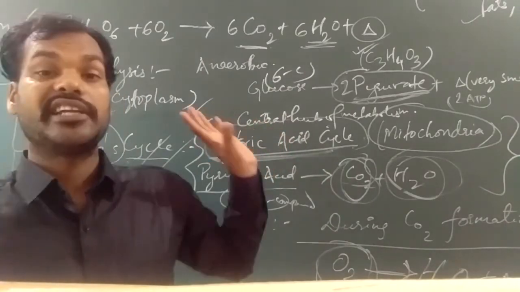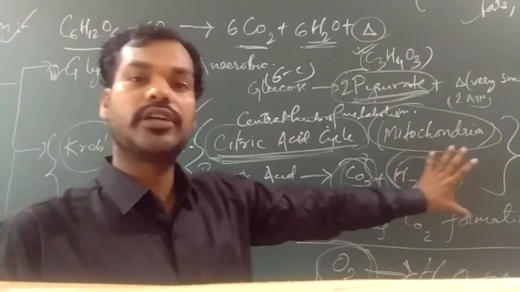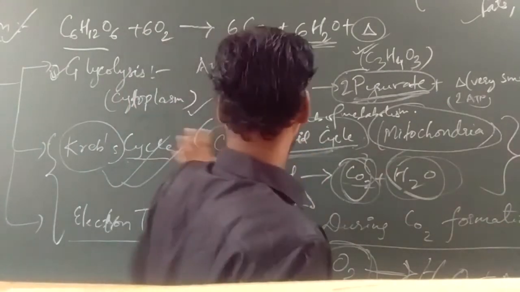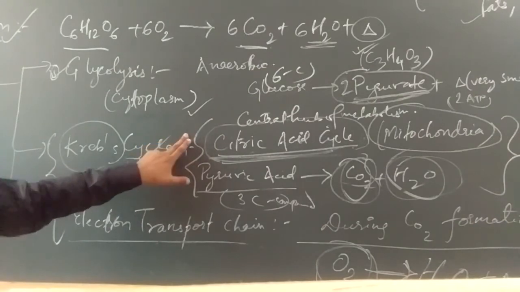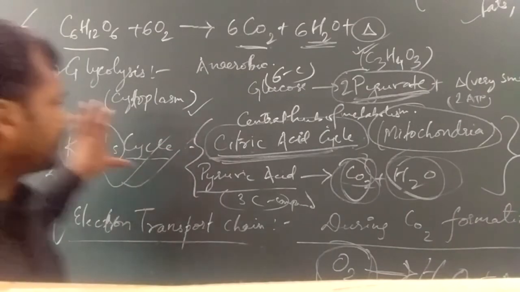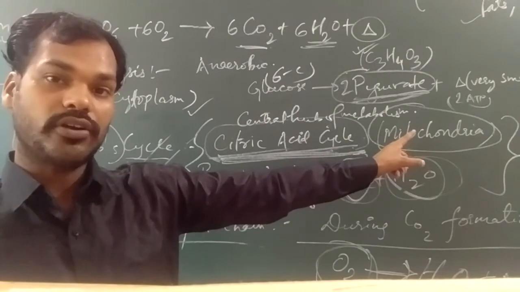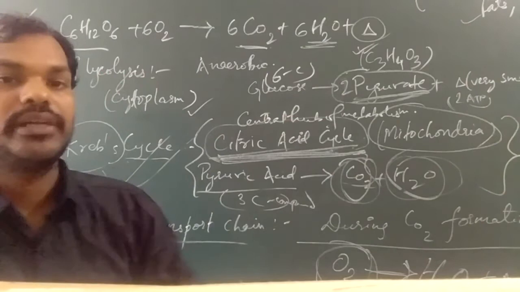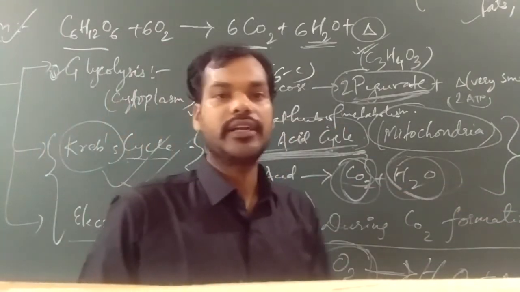It is also known as the central hub of metabolism, and it has much importance since it releases much more energy in comparison to the glycolysis process. The scientist who gave the Krebs cycle was Hans Krebs, and the cycle is named after him. It takes place in the mitochondria and is also called the citric acid cycle. It is the central hub of metabolism, where the pyruvic acid is converted into CO2 and H2O.